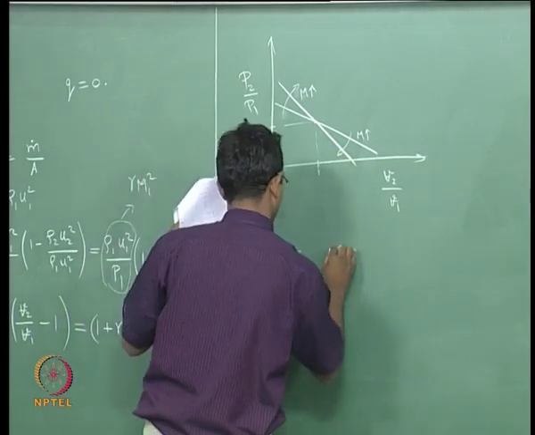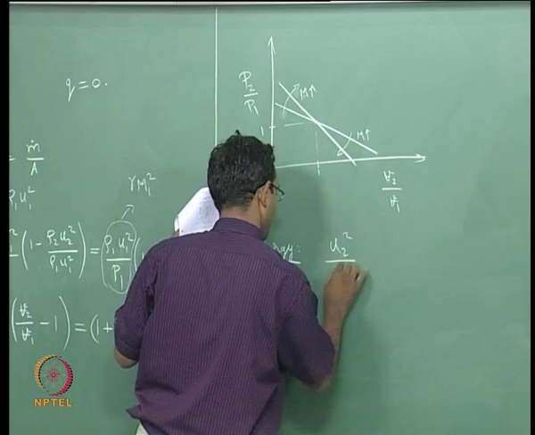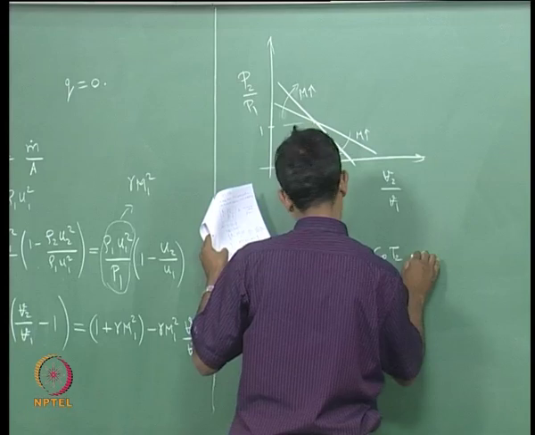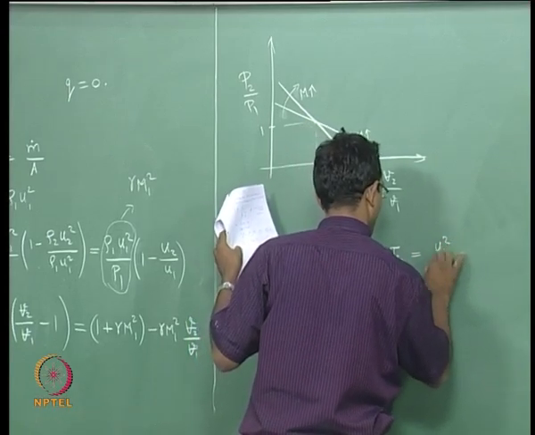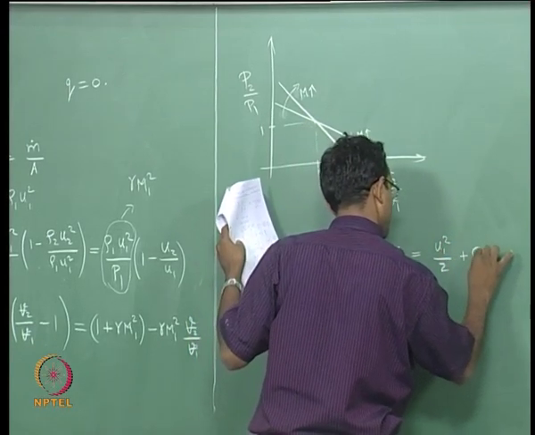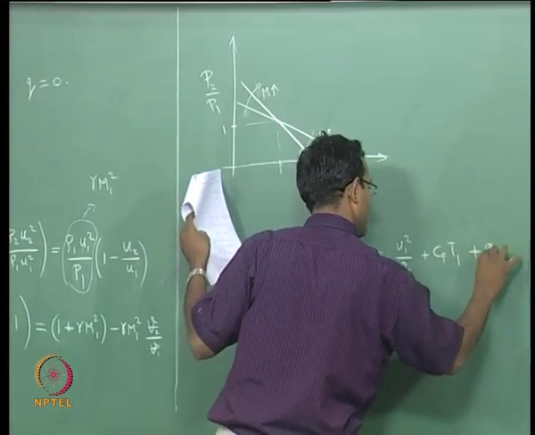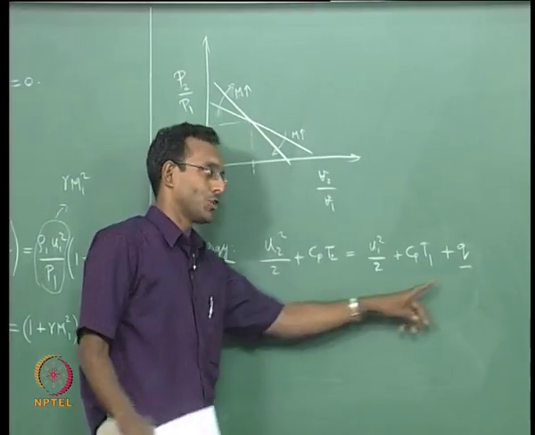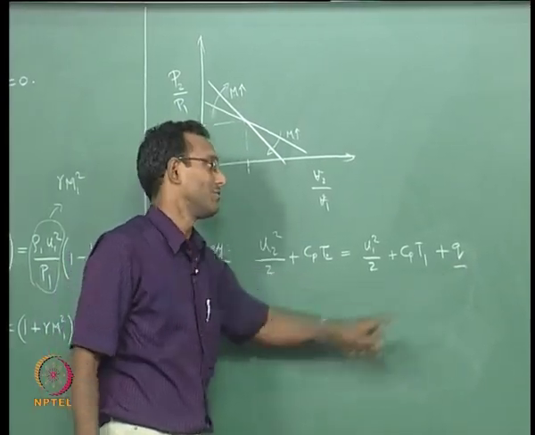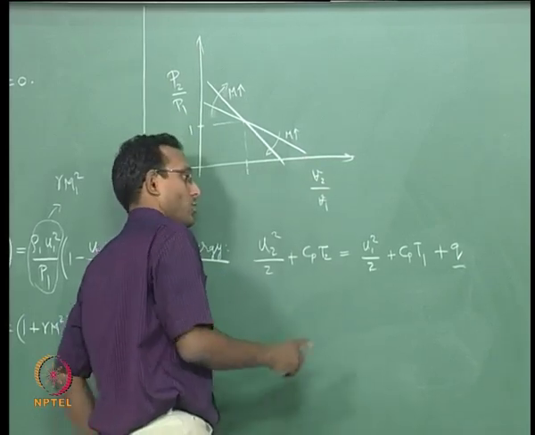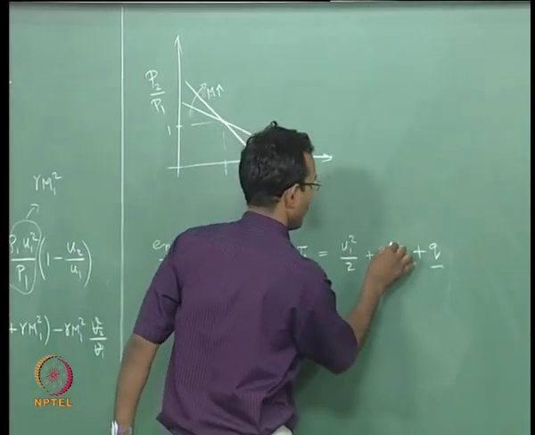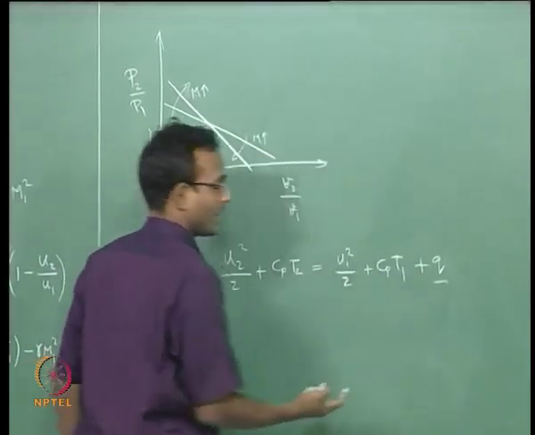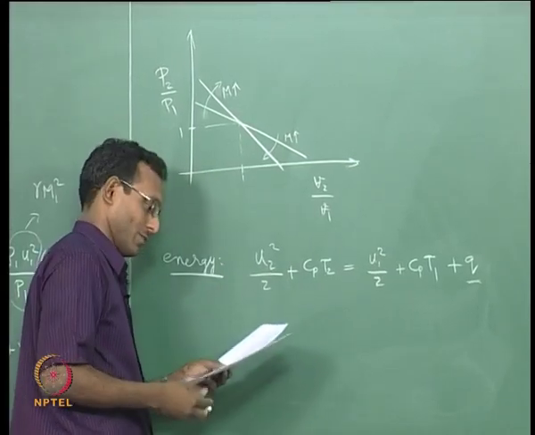If I add energy equation, now it is going to be U2 square by 2 plus CpT2 is equal to U1 square by 2 plus CpT1 plus my Q, where Q is my new addition compared to my shock case. This is the only difference. Because of this, of course, my expression is going to have Q in every term. So, if I make Q equal to 0, I should get back to my normal shocks.